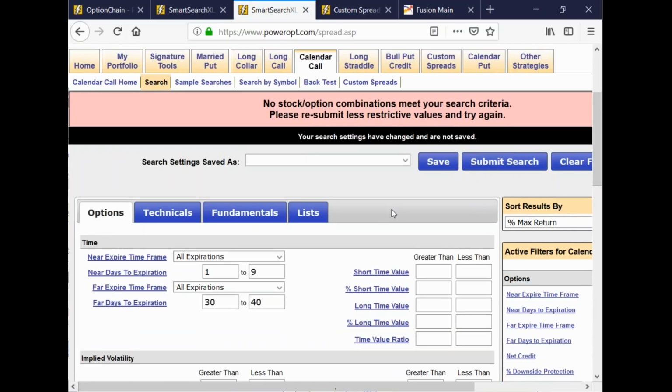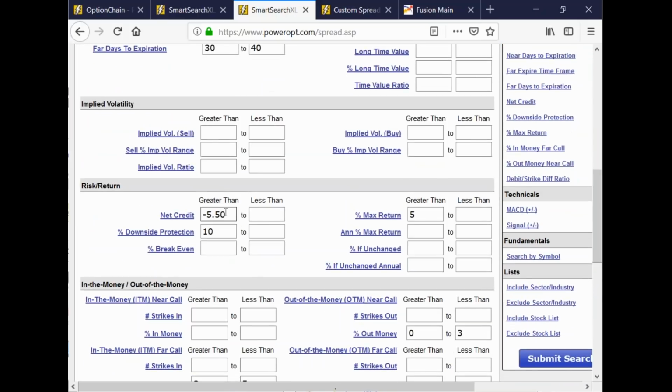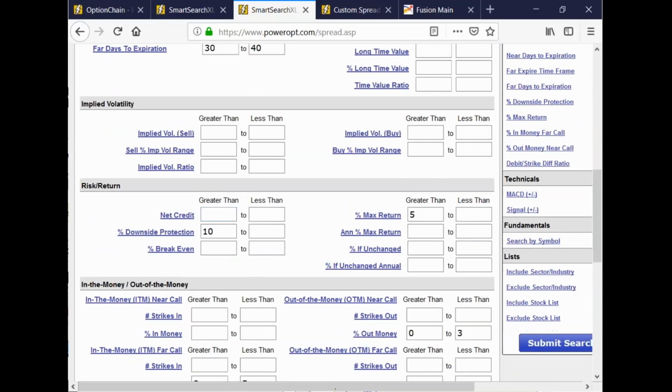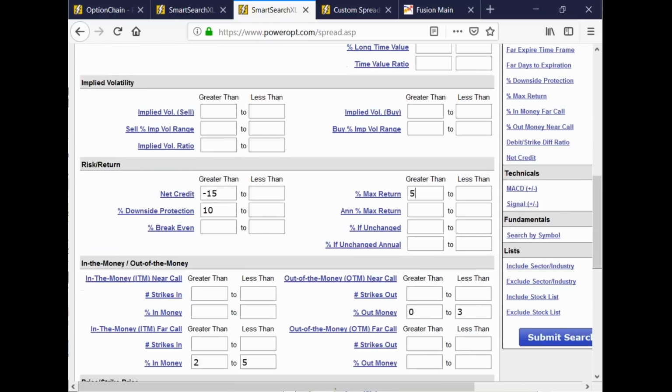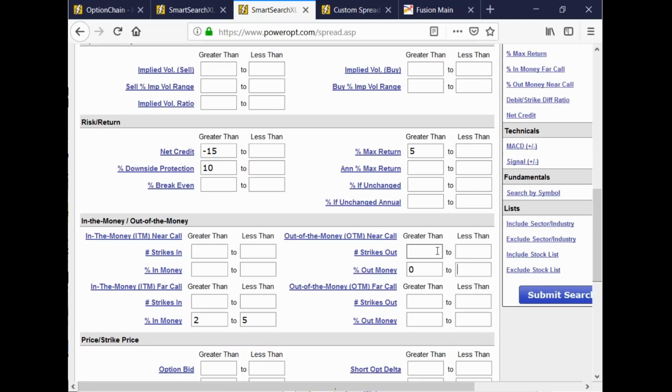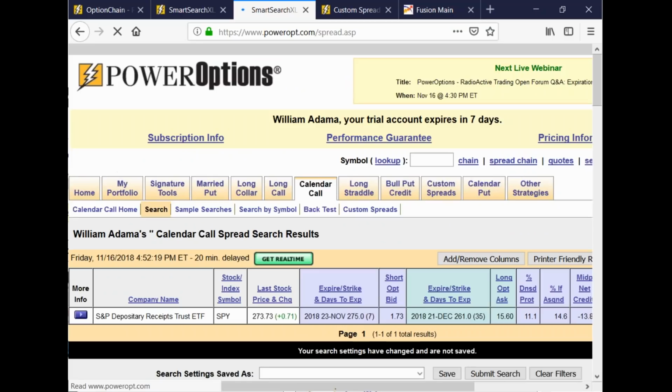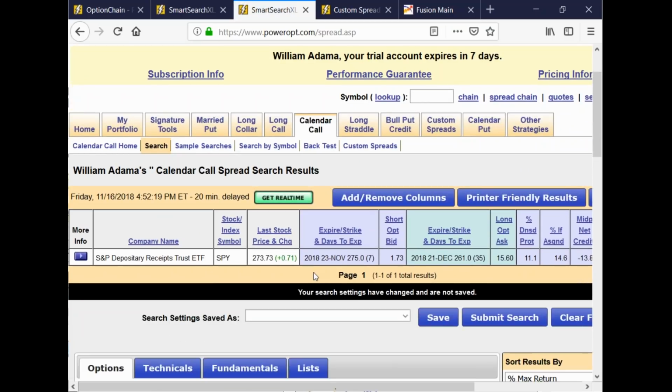Okay, I was afraid of this. It's not an issue. No stock options match my criteria. Guarantee you my debit is too low. Let's take this up to 15. The return should still be good. I'm just going to take that out just in case. Let's try to run that. Okay, I've got 1.